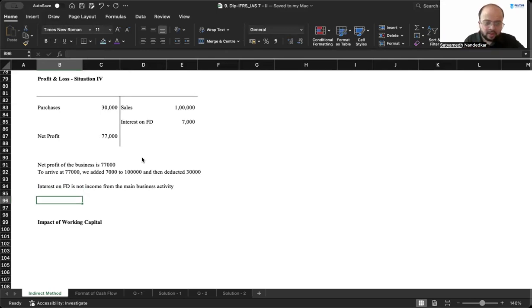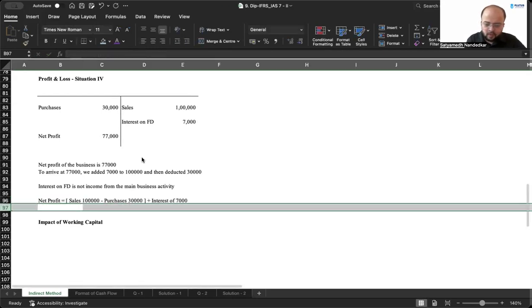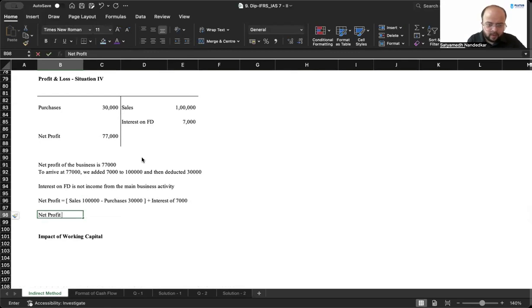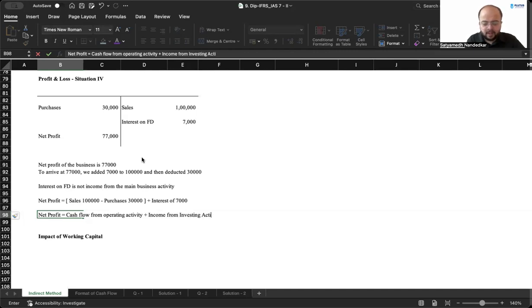So what you should do here is, see, when you arrived at net profit, what was net profit? Net profit was sales 1 lakh minus purchases 30,000 plus interest of 7,000. Okay, so net profit is cash flow from operating activity plus income from investing activity. Yeah?